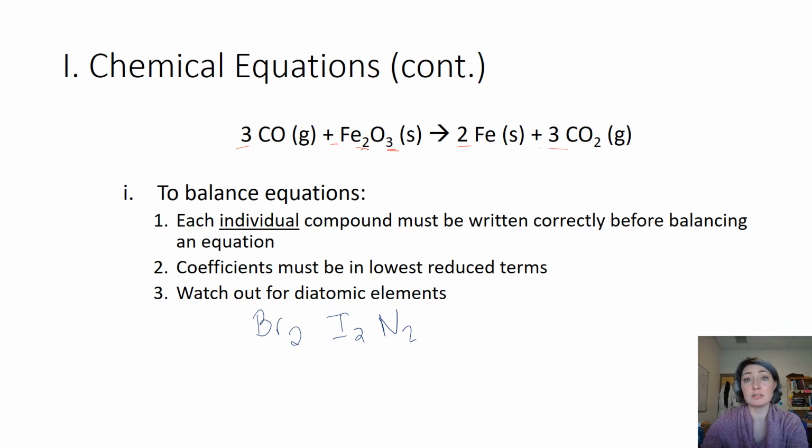If they are alone in a chemical equation, you need to put a 2 after them. Chlorine, diatomic. Hydrogen, diatomic. Oxygen, diatomic. Fluorine, also diatomic. The way that I remember this is I smush all the letters together, and I just say Brinkelhoff. That's a good way to remember it.